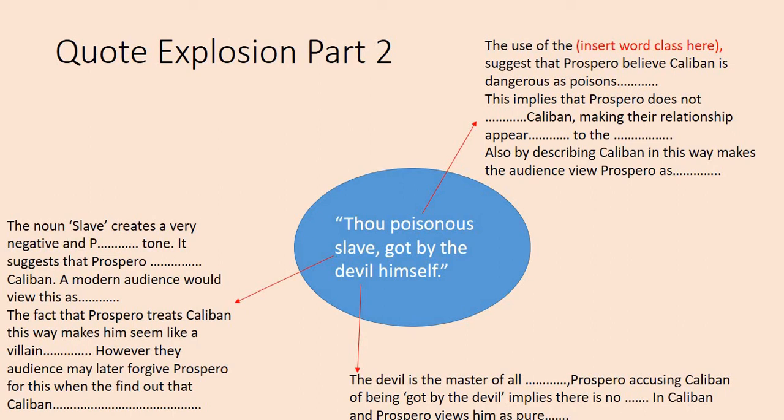Prospero accusing Caliban of being got by the devil implies that there is no what in Caliban. If you're described as coming from the devil, what would you not have anything of in you if we think about what the devil is? And Prospero views him as pure what? Again, a clue is in the word devil. Okay. Obviously, I've talked through that much quicker than you're going to be able to write it out. So go back, rewind that section, listen to the sections again as you're writing them out. Press pause as and when you need to.